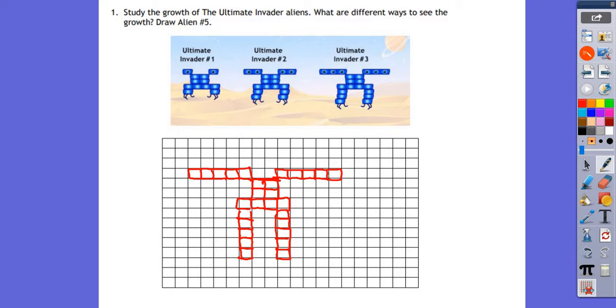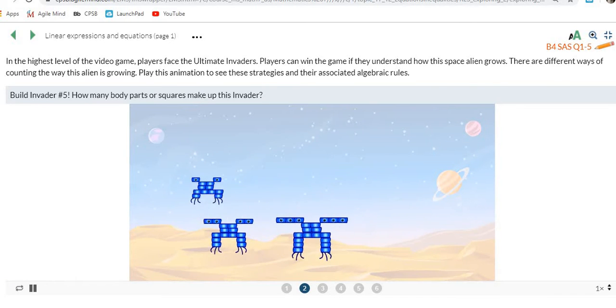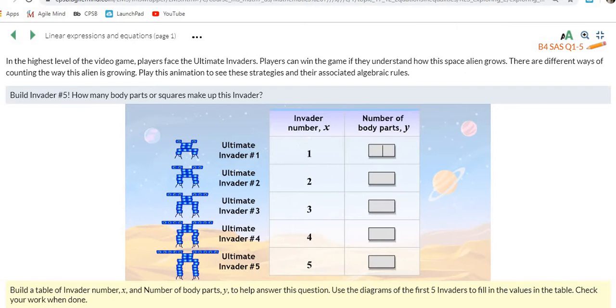Okay, well let's go to 2 and put this into a table. So let's sketch a table kind of like my table here. One column is going to be titled Invader Number, and it's representing X. The next one is number of body parts, Y. And we're going to look at Invader 1, 2, 3, 4, and 5. So sketch a table that looks like mine for number 2. No, just the table part.